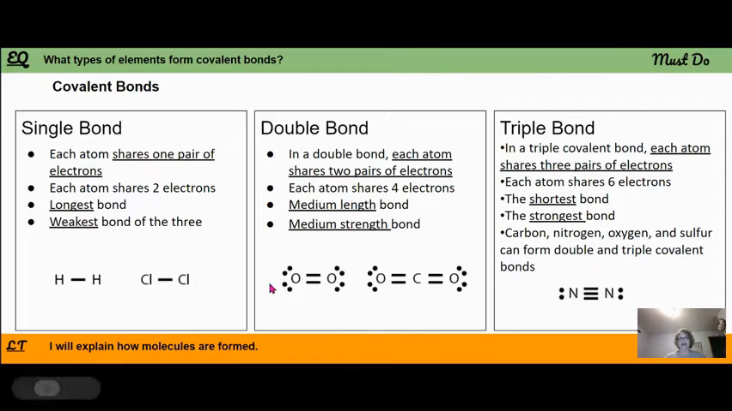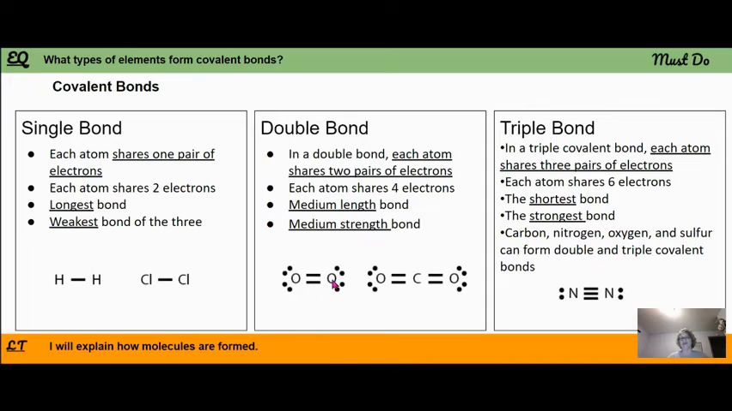Okay. The second one are the double bonds. And double bonds happen when each atom shares two pairs of electrons. Now, in my example, I have oxygen, and they're sharing four electrons, two bonds. That's a double bond.